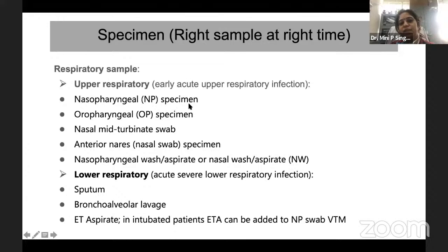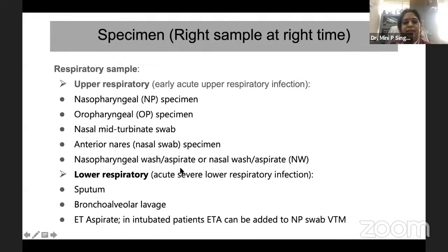But the collection of the nasopharyngeal specimen is very, very important, and it needs some expertise on the part of the person who is collecting. So again, I would want to emphasize here that if these samples are not collected properly, and the person is not an expert, the sample that is taken may not be the right sample, and that may lead to a false negative result. Okay, so if the sampling is not proper, you will get a negative result. If the sample collection is proper, you will get a positive result. So this is again a very important point to be highlighted.